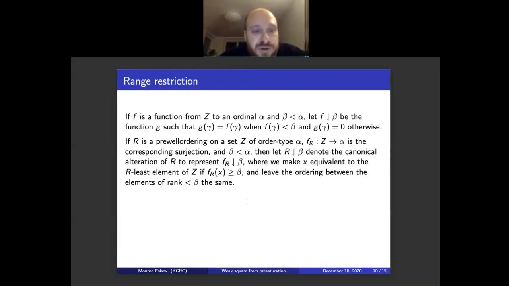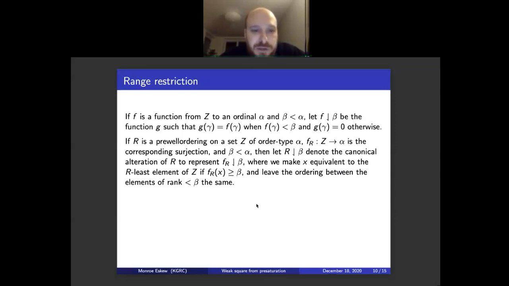Okay, so another ingredient in this proof is range restriction. So there might be a notation out there already for this, but this is the notation that I wrote down in the paper. So if you have a function f from a set Z to an ordinal, and you have alpha, and you have a smaller ordinal beta, let f down arrow beta be the function that agrees with f when the output is less than beta, and otherwise just sends that input to zero, whatever it is.